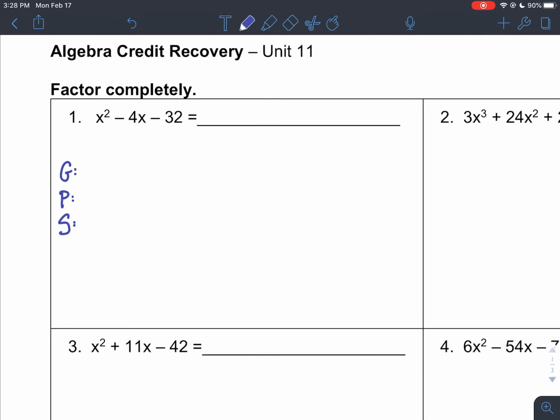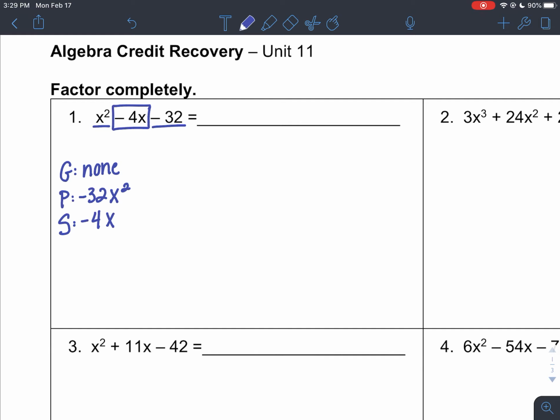Is there a number or a variable that I can pull out of each of these terms? On number 1 there is not, so I write none. Next I check my product. It's my first times my last term. So x squared times negative 32 gives me negative 32x squared. And your sum is always that middle term, so this is negative 4x.